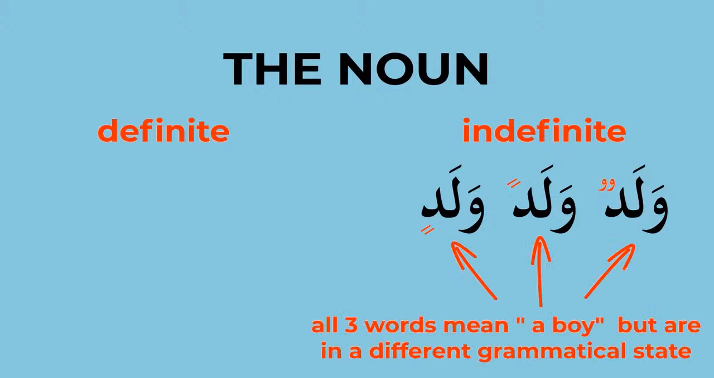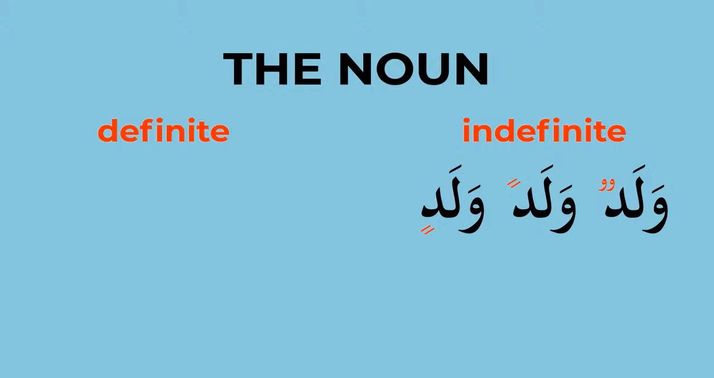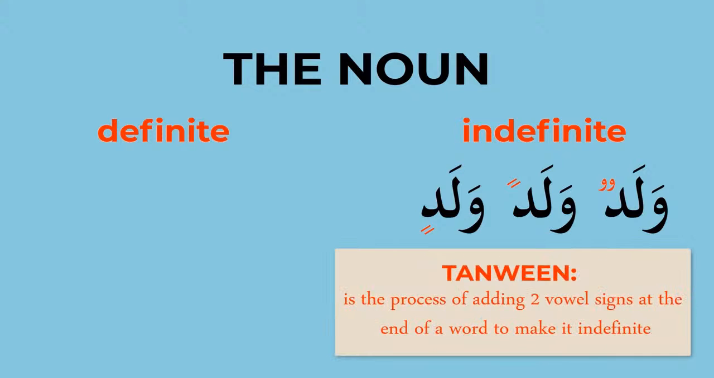If the noun ends with a dhamma, then we put two dhammas. If the noun ends with a fatha, then we'll put two fathas. If the noun ends with a kasra, we put two kasras. This is called Tanween. What is it called? Tanween. Tanween tells us that the noun is indefinite.